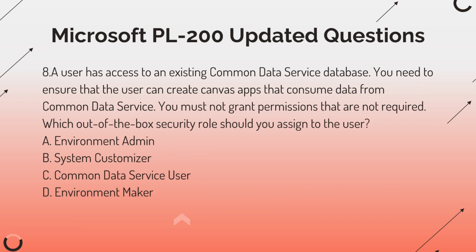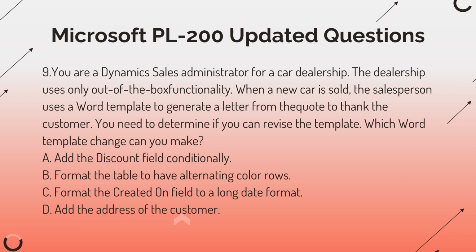8. A user has access to an existing Common Data Service database. You need to ensure that the user can create Canvas apps that consume data from Common Data Service. You must not grant permissions that are not required. Which out-of-the-box security role should you assign to the user? A. Environment Admin. B. System Customizer. C. Common Data Service User. D. Environment Maker.